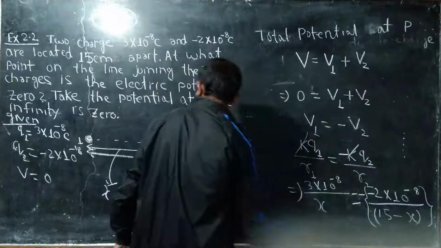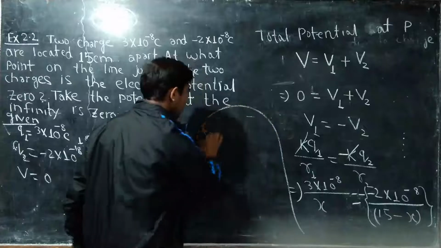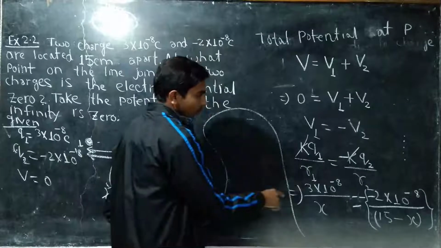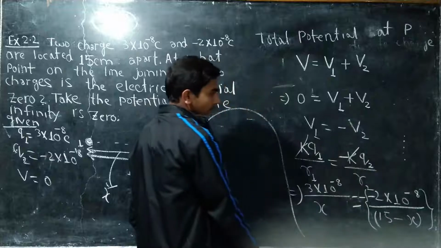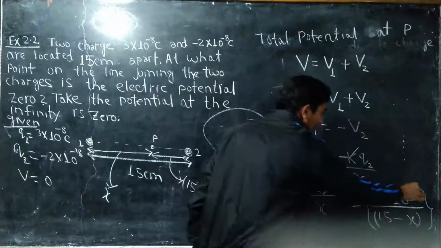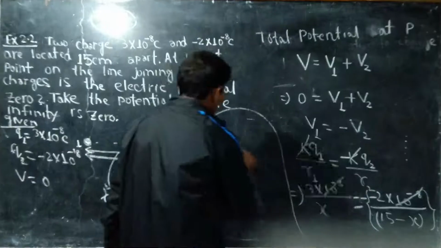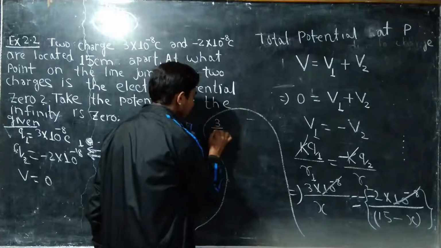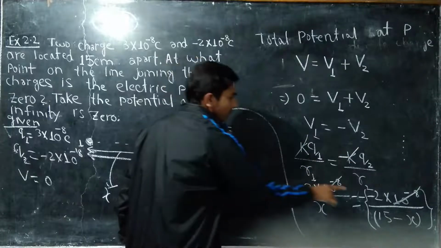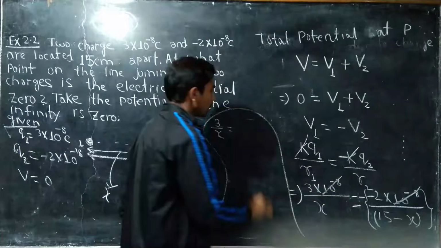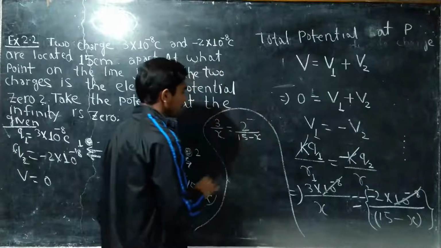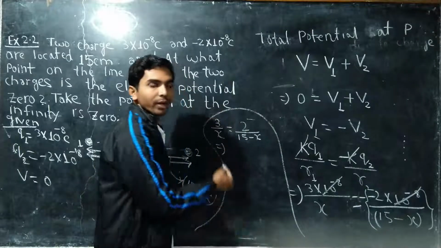Now you can see these two minuses become plus, right? So now here some values we are able to calculate. 10 to the power minus 8 is cancelled by 10 to the power minus 8, right? Now 3 by X on this side, and on the other side this minus becomes plus, that means 2 by 15 minus X. Now cross multiplication and find the value of X.